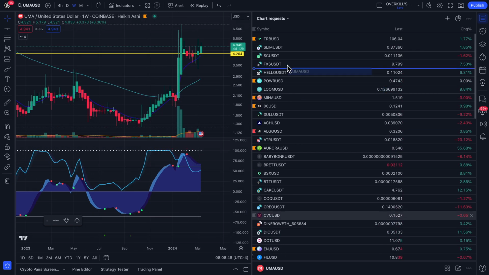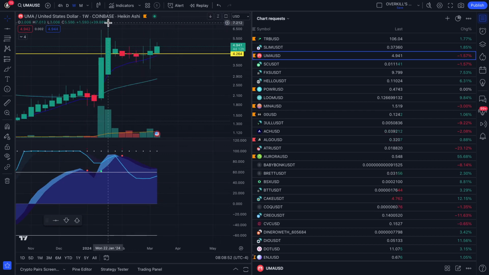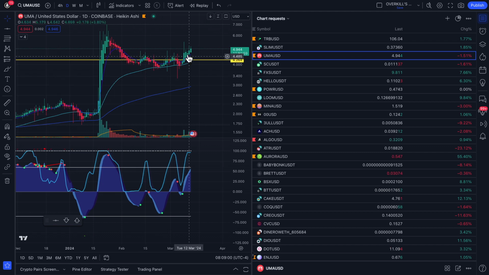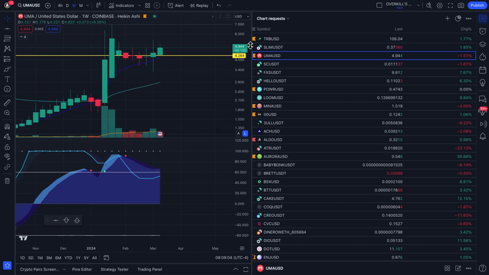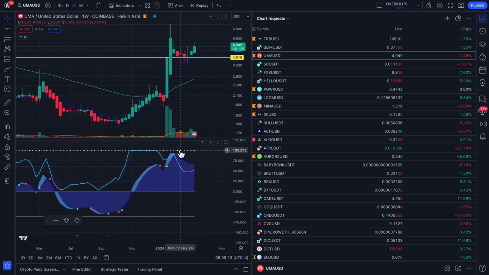Here's UMA. This is also another one I'm going to move up here closer to the top. This is a nice setup. Big rip up, pull back into it. I like it. Stochastic starting to curve here. I think a green dot's coming on this one either this week or next week. The daily's a little overextended, but that's okay. The weekly looks good here with a stop loss at $4.25. I'd probably just call it $4, to be honest with you. That's your stop loss. You're risking $1 to the downside, about 25%, but there's some meat on that bone there on UMA. I like it.